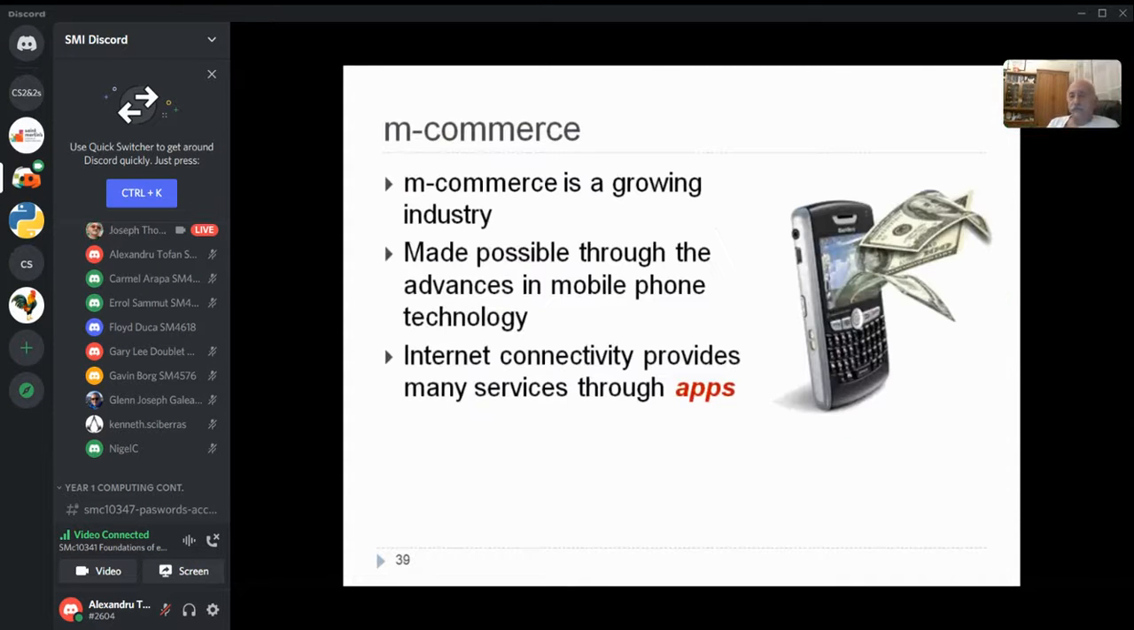The term m-commerce, it's a growing industry, right? Made possible through the advances in mobile phone technology. The fact that our mobile phones, our smartphones have become computers within themselves, right? It has given rise to this m-commerce. And in fact, on the next slide, we're going to see that there was a point where transactions made over mobile phones, over smartphones, exceeded transactions made via traditional PCs.